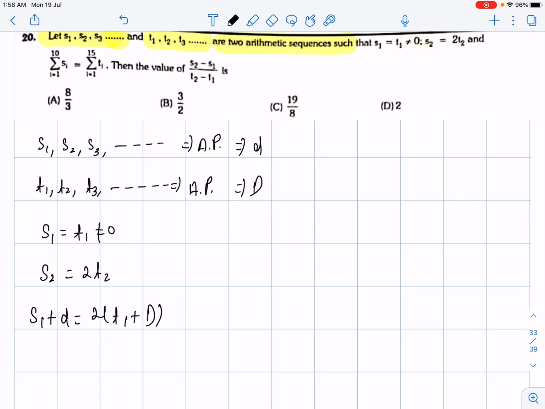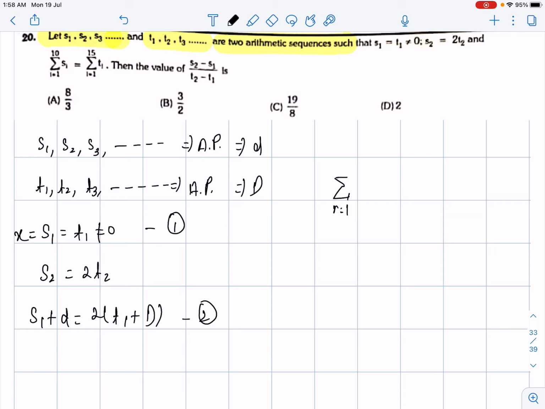Something else they also told, that summation. So guys, if two things are equal to one another, let us assume they are equal to x. So I wrote x over here. This is our first expression, this is our second expression, and now we are moving on to the third expression.